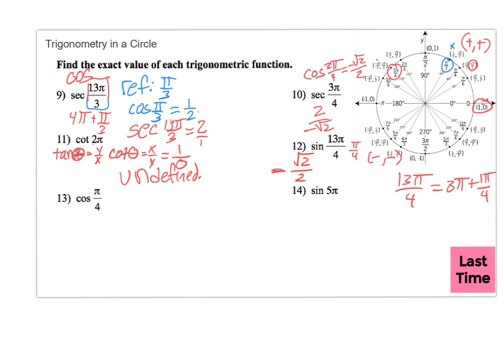For cosine of pi over 4, that's one that's already on my unit circle. Cosine is the x value. That's going to be equal to the square root of 2 over 2. For sine of 5 pi, I'm going to start counting by pi's here. So we've got 1 pi going around, 2 pi, 3 pi, 4 pi, 5 pi. There's my values I'm looking at. Sine is y. The y there is going to be 0.